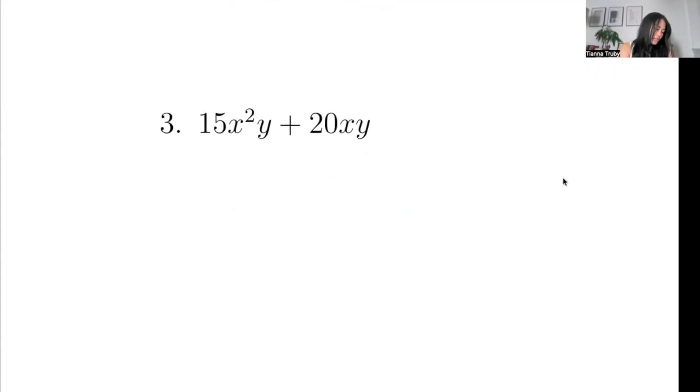Let's move on to our next one. So this guy might look intimidating because you have an X and a Y, but we're still going to do the same thing. We always like to focus on one thing at a time. So we're going to focus on our numbers first, then we're going to focus on our X's, and then we'll focus on our Y's. So if we're looking at our numbers again, 15 and 20, greatest common factor is 5. And then if we're looking at X squared and X, we can pull out 1 X, right? Because there's 2 here and technically 1 here.